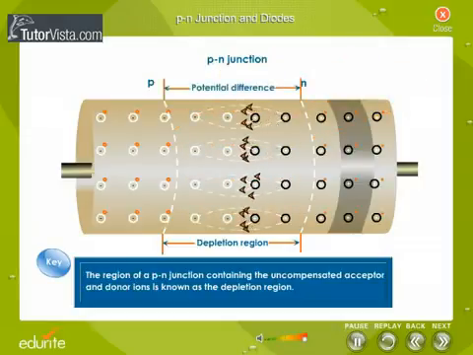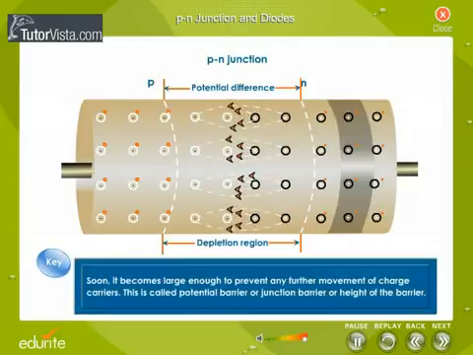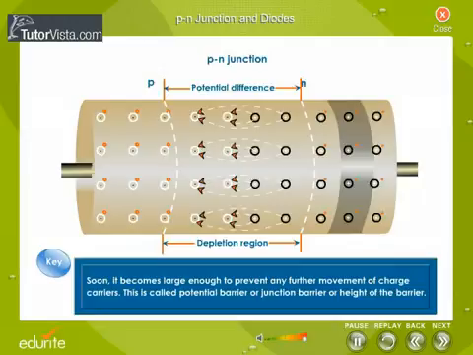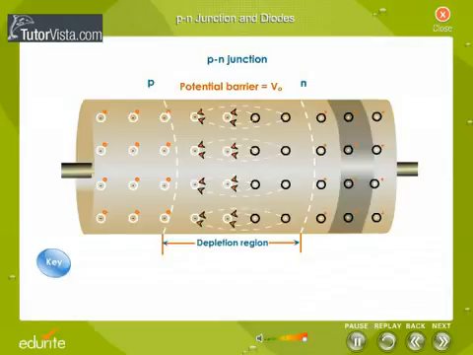As a result, potential difference is established across the junction. Soon, it becomes large enough to prevent any further movement of charge carriers. This is called potential barrier or junction barrier or height of the barrier. From the figure, you can clearly see that the potential barrier V0 that is set up gives rise to an electric field that prevents the respective majority carriers from crossing the barrier region.